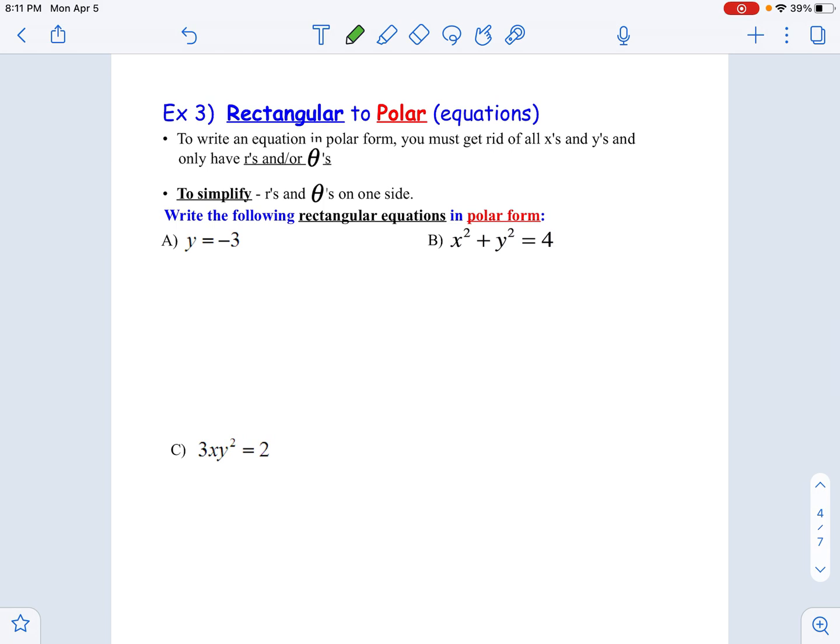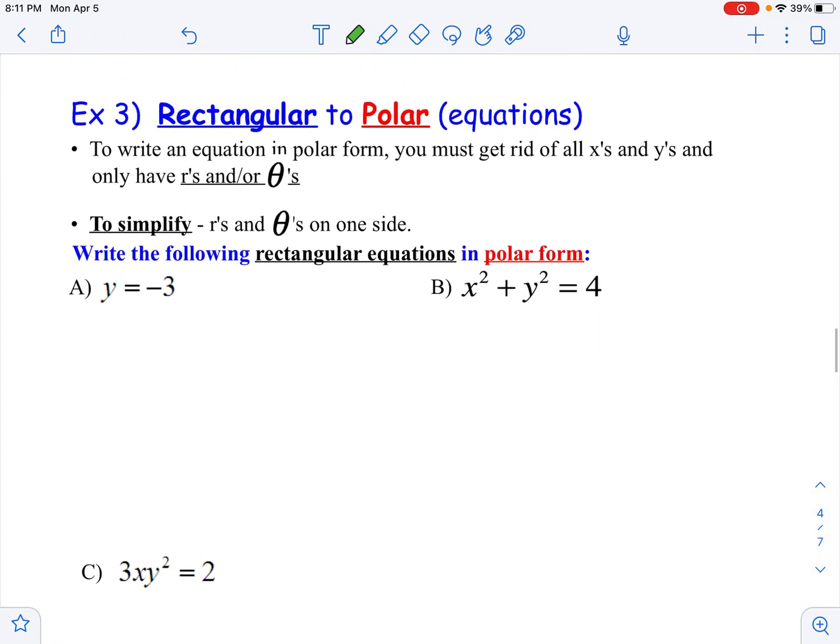All right, so let's talk about polar and rectangular equations. Not only can we take polar points and rectangular points and convert back and forth, but we can also take polar and rectangular equations and convert back and forth. To write an equation in polar form, we have to get rid of all of the x's and the y's, and you can only have r's and thetas. To simplify, we want the r's and thetas on one side of the equation. So let's take a look at this first one. We want to write the following rectangular equations in polar form. So we want to get rid of the x's and the y's, and we want only r's.